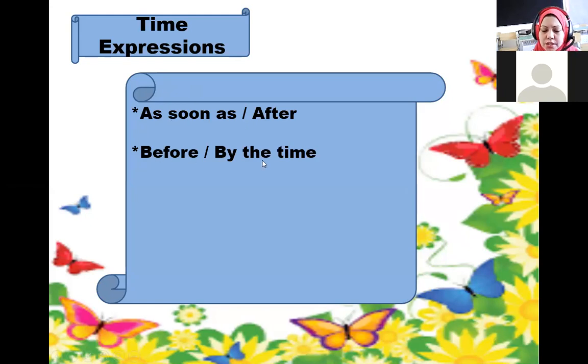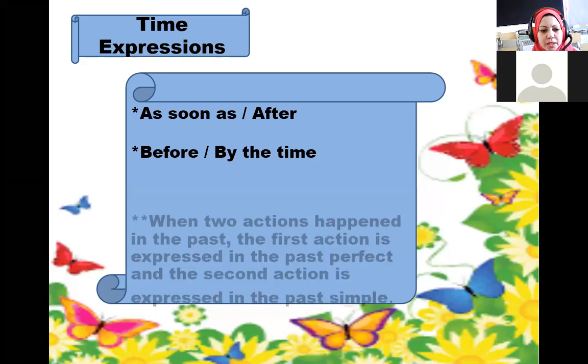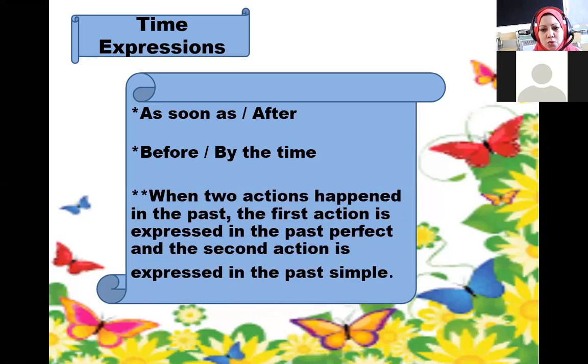Why do we use these words? To order your sentence or to order your speech, to show what happened first and what happened next. Okay? When two actions happened in the past, the first action must be in past perfect and the second action must be in past simple. The action which happened first must be in past perfect simple, and the second action which happened next must be in the past simple tense.